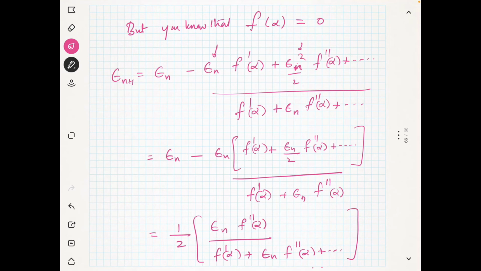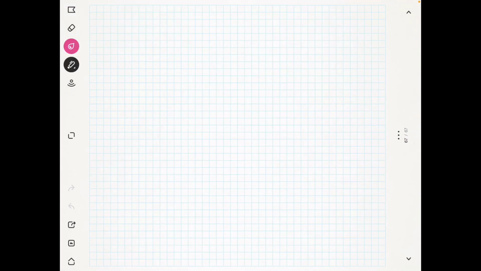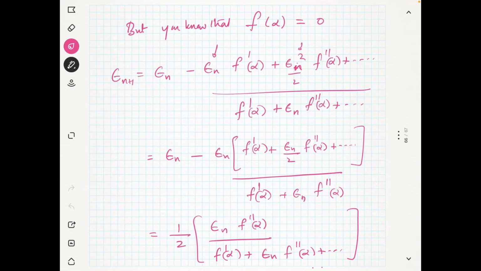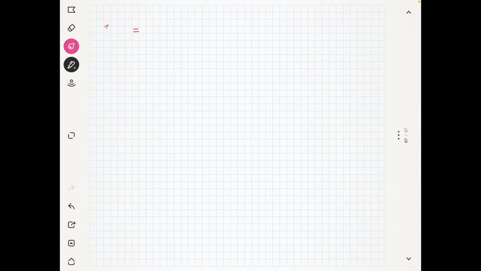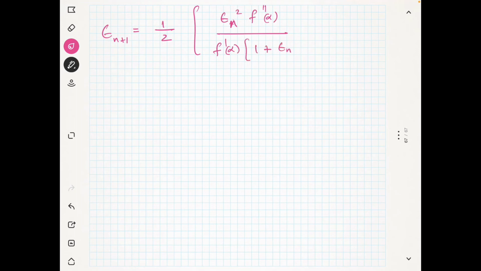Now I am going to simplify this equation in another way. You can cross check it. This will become epsilon of n plus 1 is equal to half of epsilon n square f double dash of alpha, divided by f dash of alpha into 1 plus epsilon of n into f double dash of alpha divided by f dash of alpha.